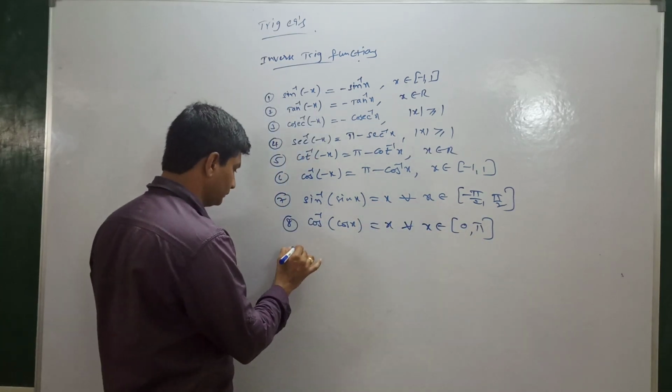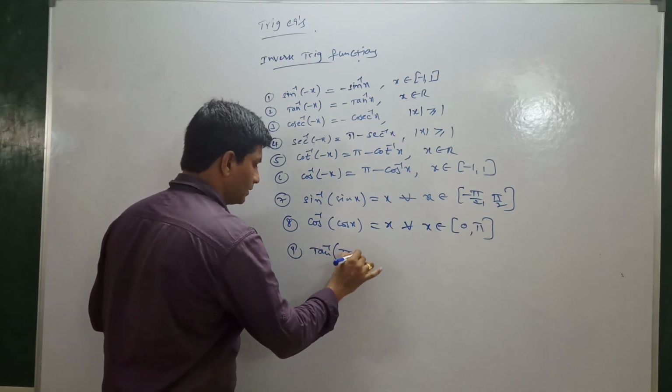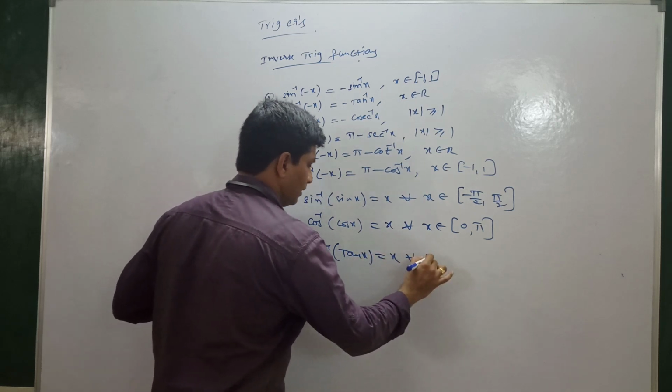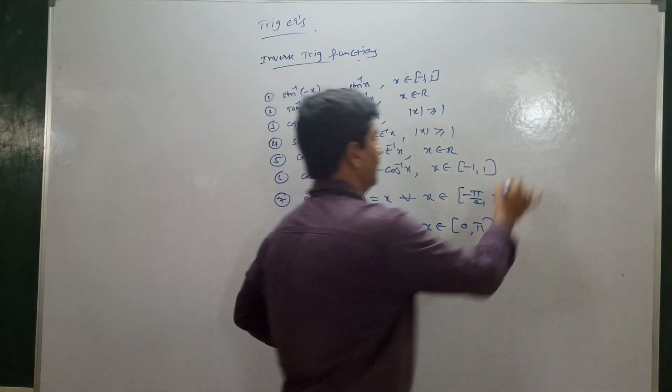Next one. What is the next one here? Tan inverse of tan x equals x for all x belongs to the interval. Understood? So we will see here.